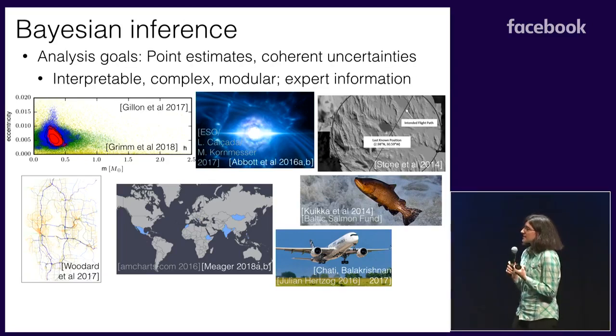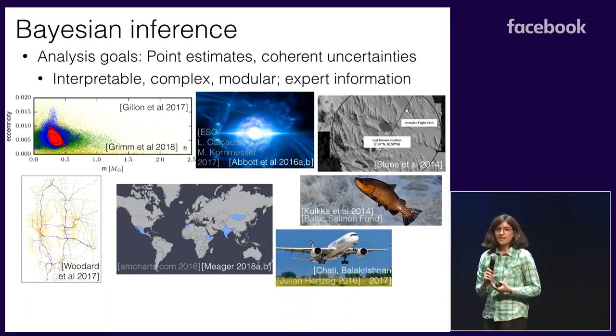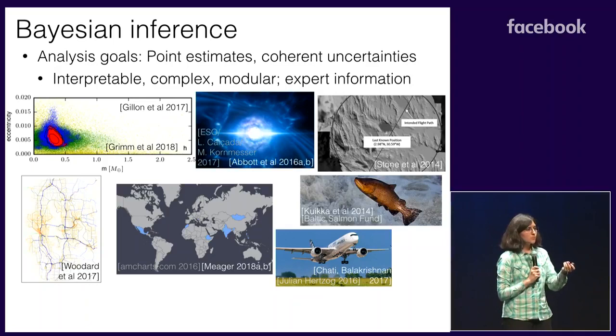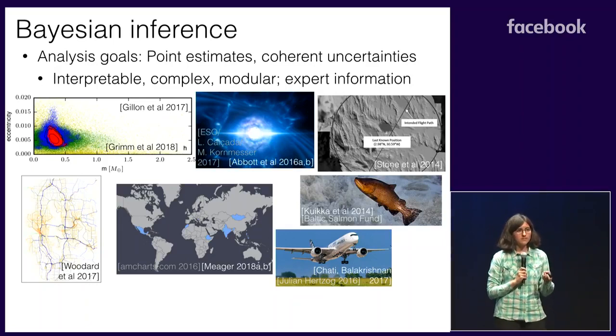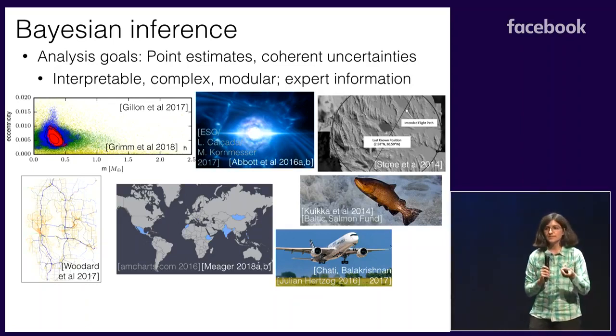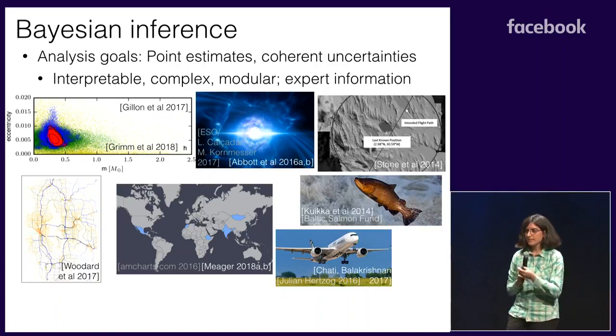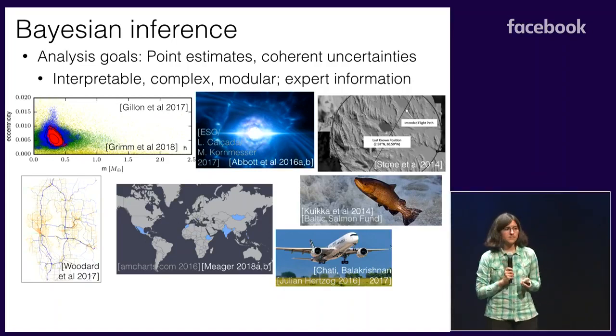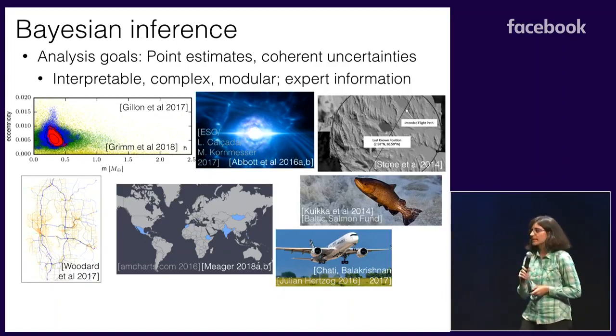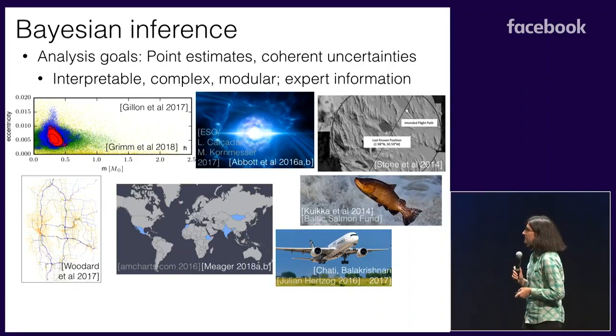Okay, so in all of these cases, there is a very similar set of analysis goals. We really care about not just what do we know, but how well do we know it. So we want to get point estimates, and we want to get uncertainties. Typically, there are many unknowns in a given model, and so we want uncertainties that are coherent across those unknowns.